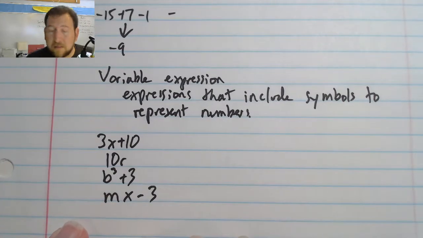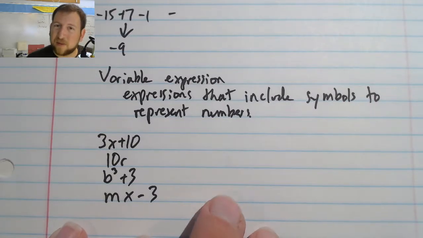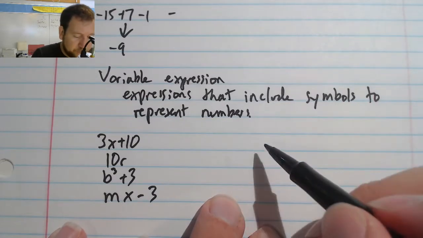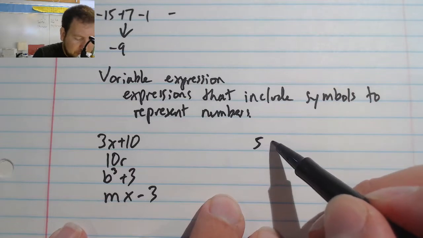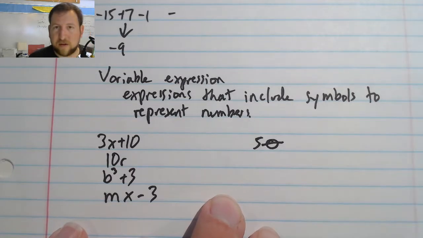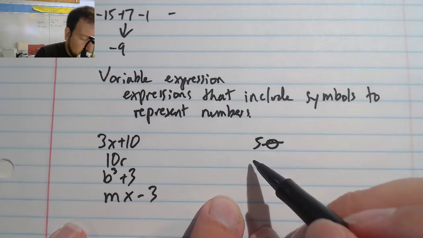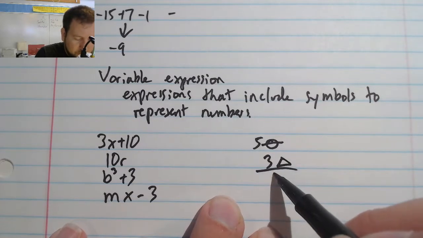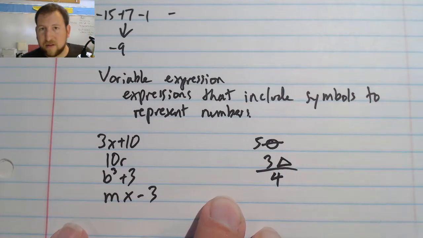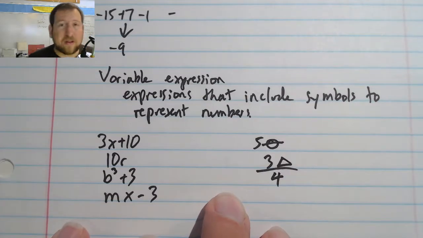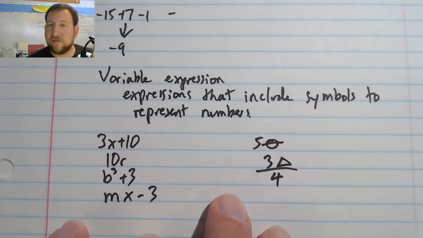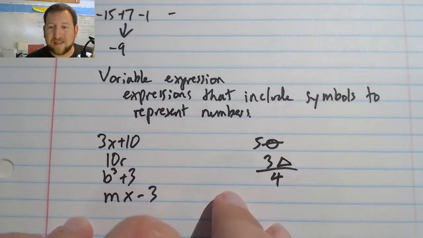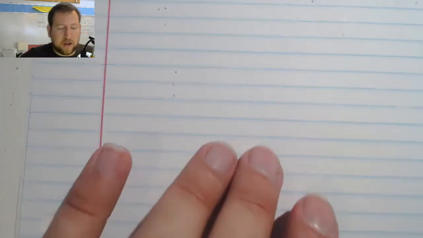Now, sometimes you can even see things that are not typically letters that we're used to. You could have 5 theta, which is another number that's in ancient Greek, or you could have 3 delta over 4. Delta is another number that we could see. And these, all they do is represent numbers that could fit into this expression. And that's kind of the important point. Now, today we're going to be talking about evaluating expressions.